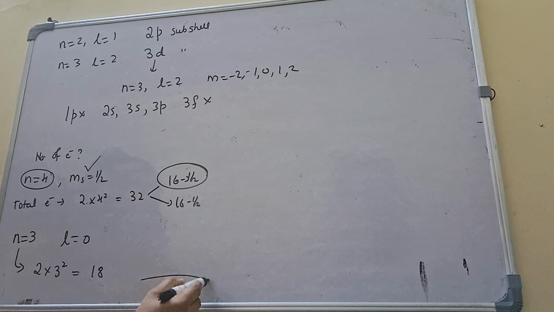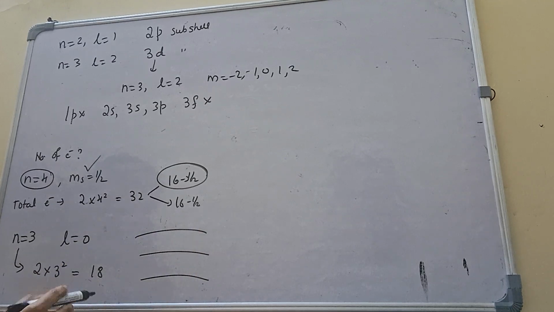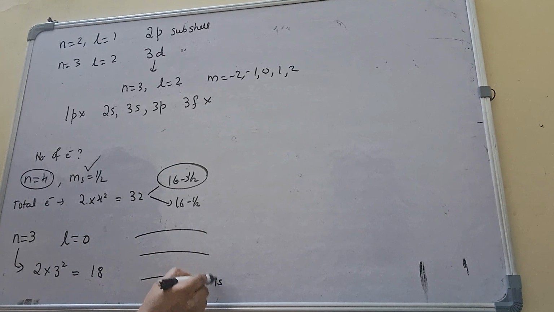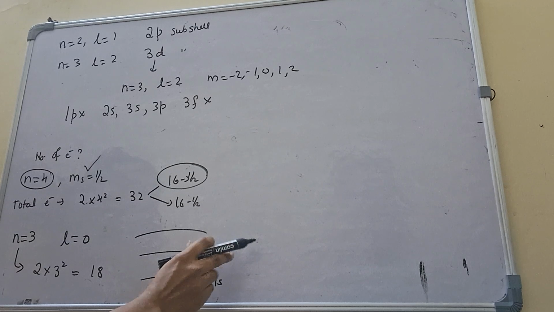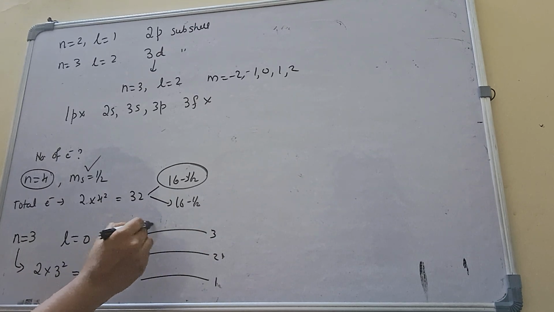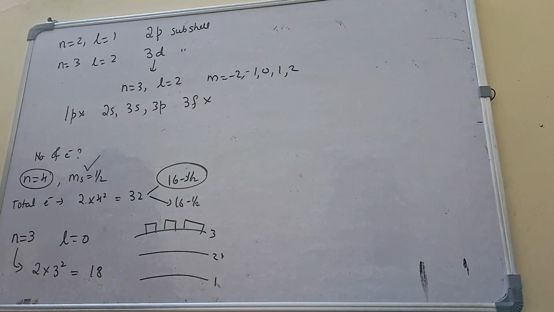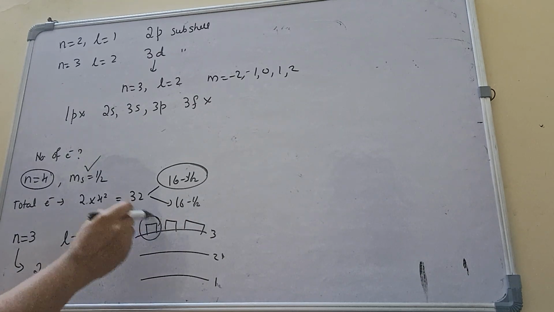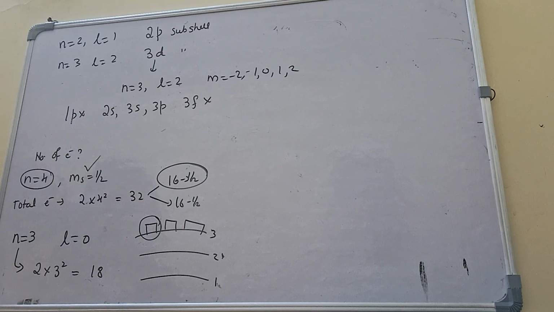Visualize this. You have this. This is 3. Correct? So this is your first shell, second shell and third shell. N is equal to 3 is here, and you know there are this thing. L is equal to 0 will be only 2 electrons then, correct? So only 2 electrons. If you feel it like this, it's easier.